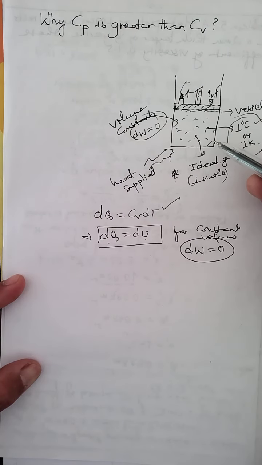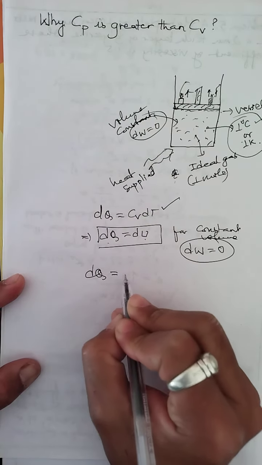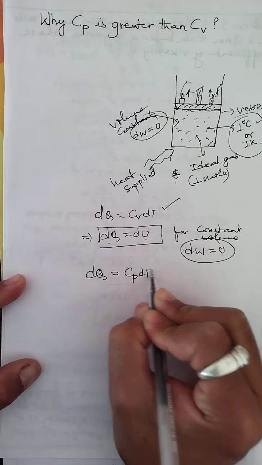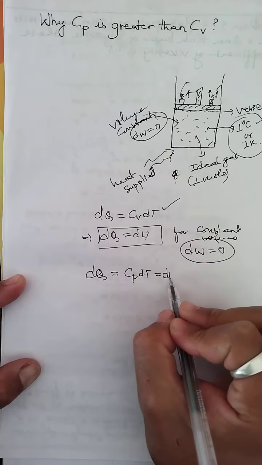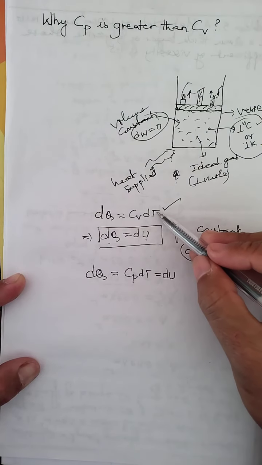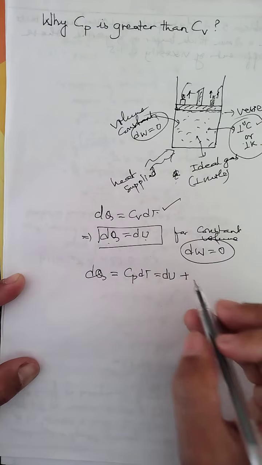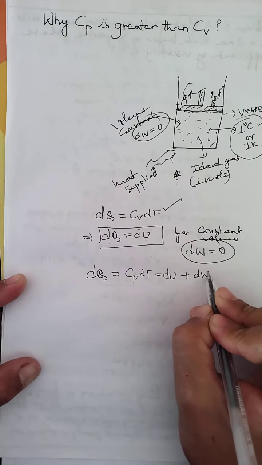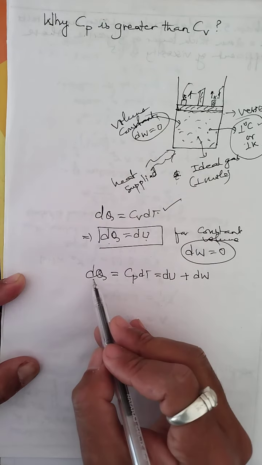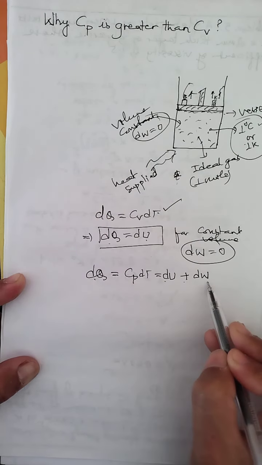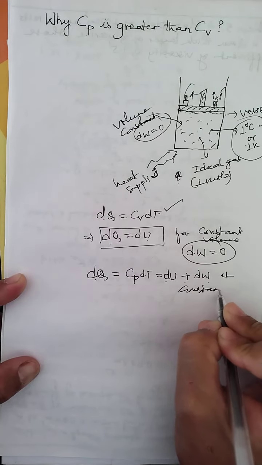But in the process just now explained, the second case, the heat which is supplied to the gas, equal to Cp dT, is used to increase the internal energy of the gas, to raise the temperature by 1 degree Celsius or 1 Kelvin. But at the same time, the gas also does some amount of work against the pressure. That means dq equals dU plus dW at constant pressure.